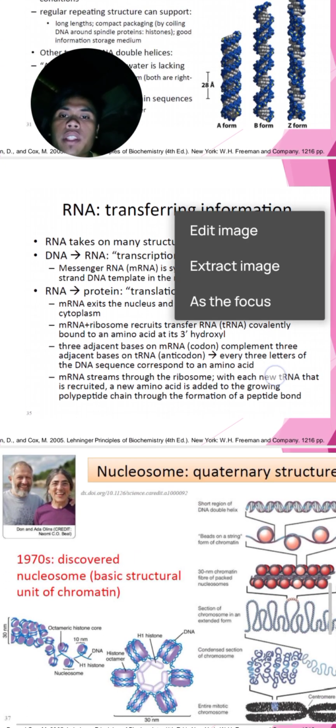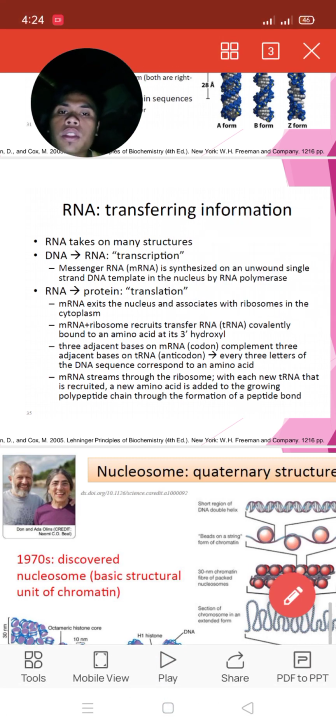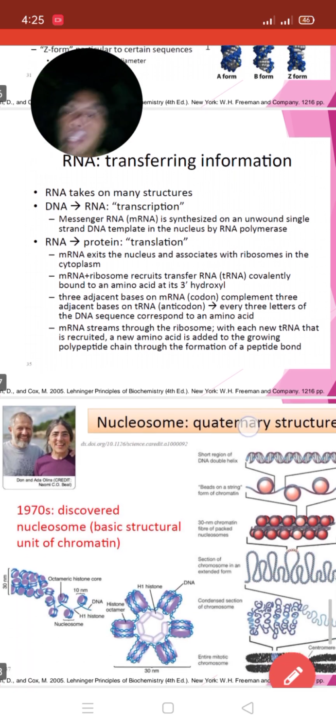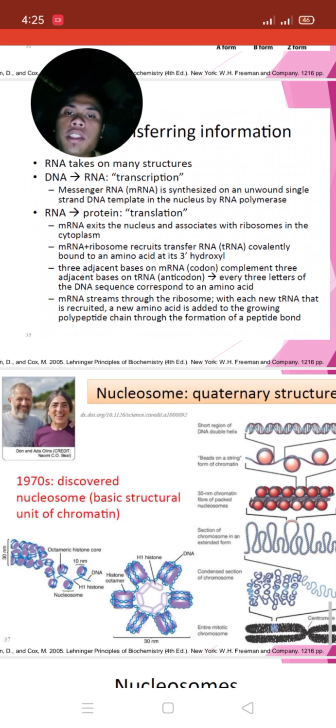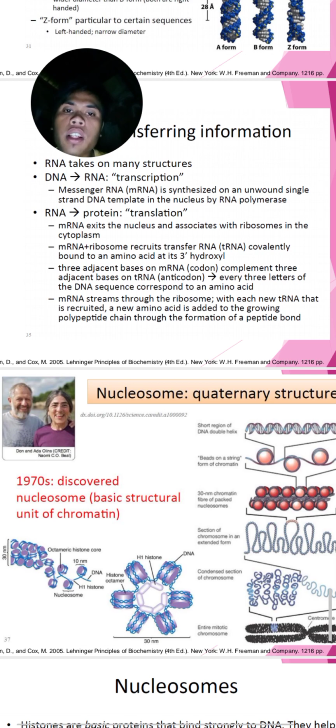So RNA transferring information. Transferring information from DNA to RNA is transcription. Messenger RNA, mRNA, is synthesized on one single-strand DNA template in the nucleus by RNA polymerase. In translation, mRNA exits the nucleus and associates with ribosomes in the cytoplasm. The mRNA plus ribosome recruits transfer RNA.